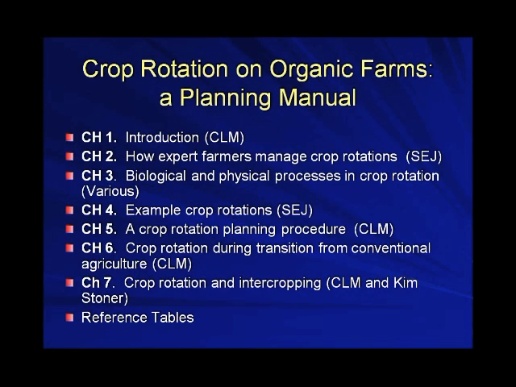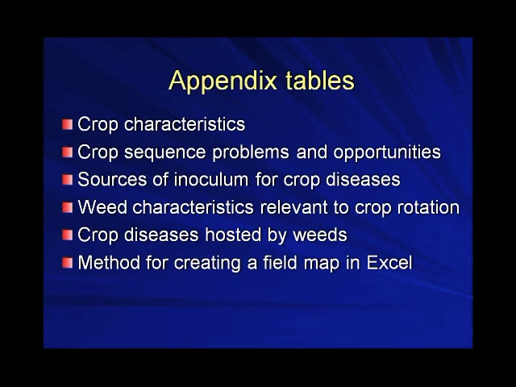The DACUM chart that I showed you basically says kind of conceptually how farmers do it, but it isn't really a step-by-step plan and planning procedure, and so I attempted to put that together in that chapter 5. Then chapter 6 talks about crop rotations during transition from conventional agriculture, and the final chapter is on crop rotation and intercropping. Intercropping can be very useful, but it also can complicate crop rotation planning. And then there are reference tables. About a third of the book is reference tables, and I'll just mention some of those.